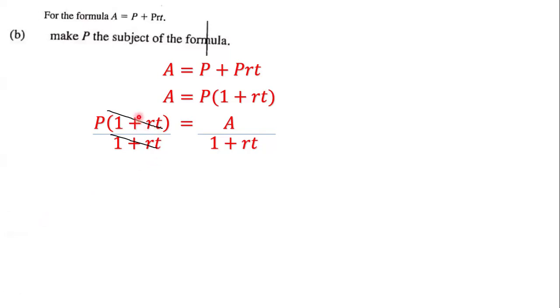And that enables us to cancel out 1 plus RT on the left-hand side. And so that means that we'll be left with P is equal to A divided by 1 plus RT. And in this equation, P is the subject of the formula. And so this right here is the answer to our question. P is equal to A all over 1 plus RT. And that's the answer to this particular question.